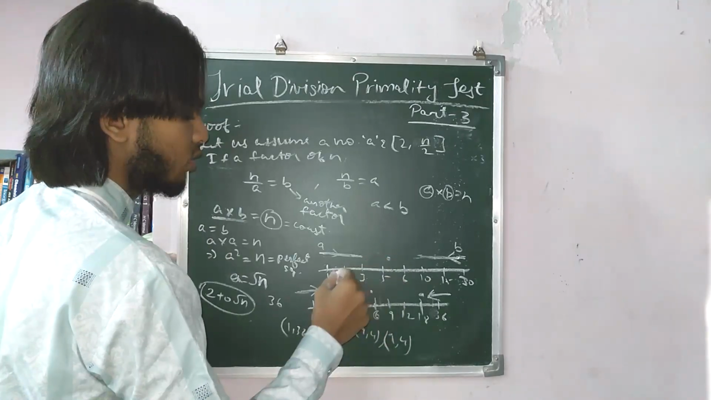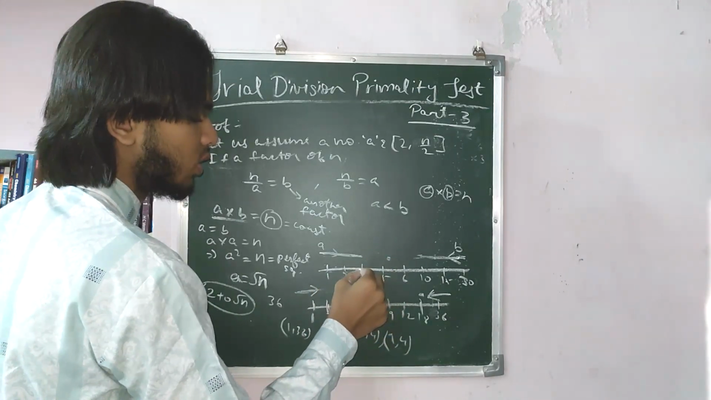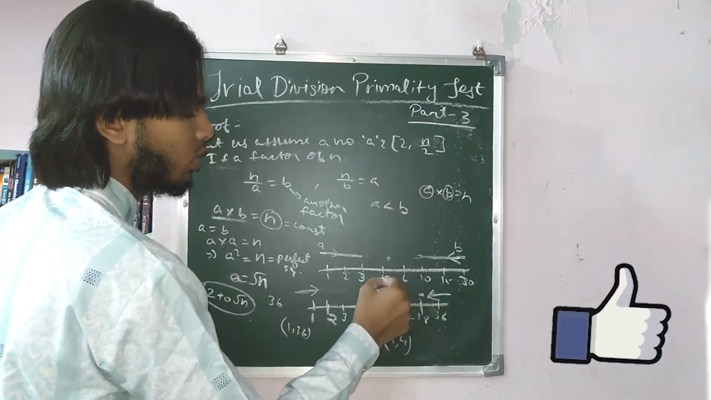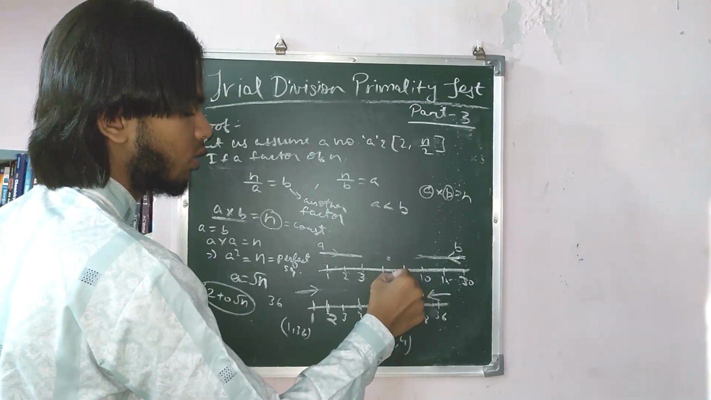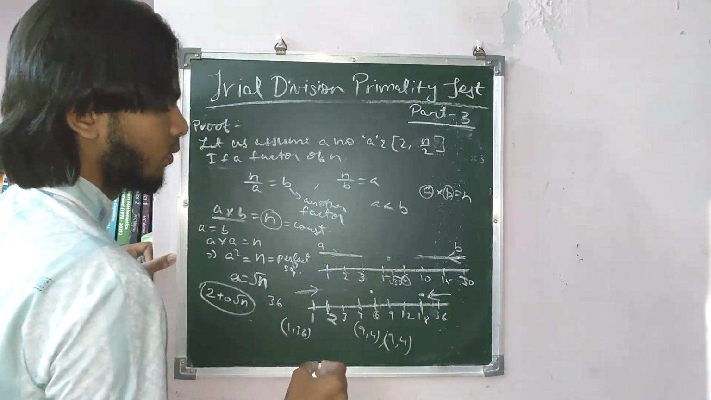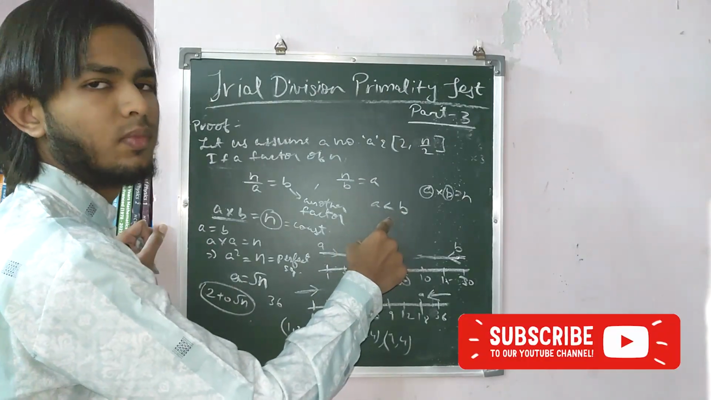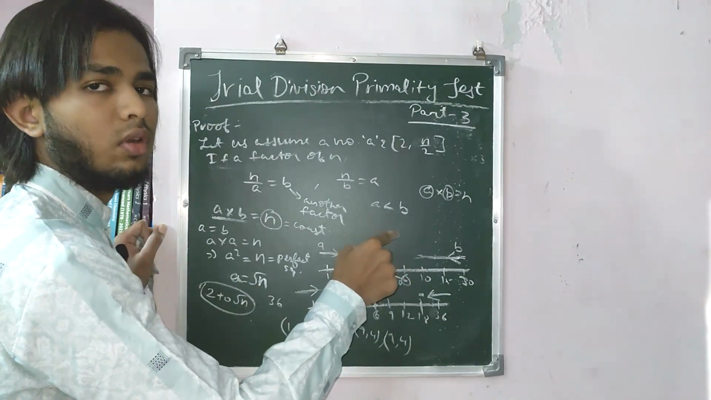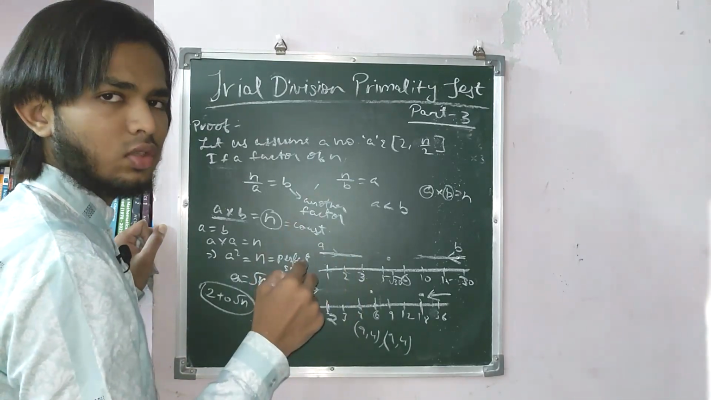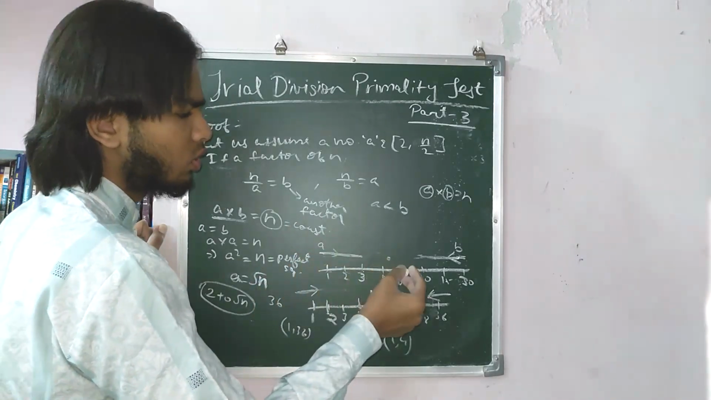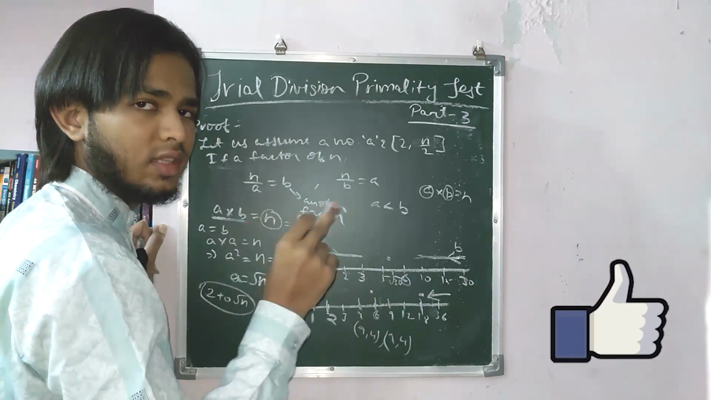For example, in case of 30, when we go for 3, we will get 10. When we go for 5, we will get 6, and square root of 30 is somewhere here. So you can see that a will be less than b in case of non-perfect square number. And in that case also, we will not be checking for square root of 30, but we go at most up to the nearest natural number in either case.